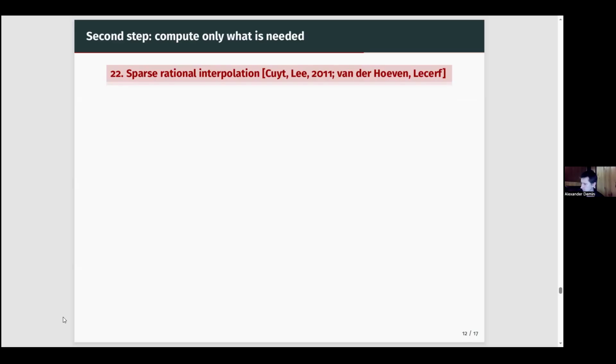Now, we have partially dealt with the problem that we are computing over rational function fields. Now let us deal with the problem that we are computing more coefficients than needed. And the idea here is very simple. Let's just use interpolation and interpolate only those that are potentially useful.